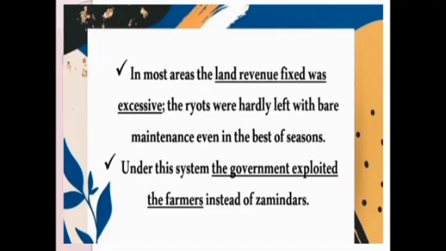So, in most of the areas, the land revenue was very high. So, the farmers could not pay the tax. So, they were left with bare hands. Even though they had the best season, they were left with bare hands because they could not pay the tax to the British government. The next effect is, under this system, the government exploited the farmers instead of zamindars.